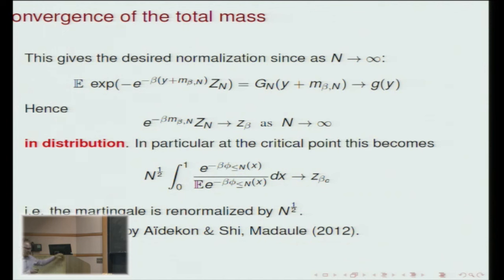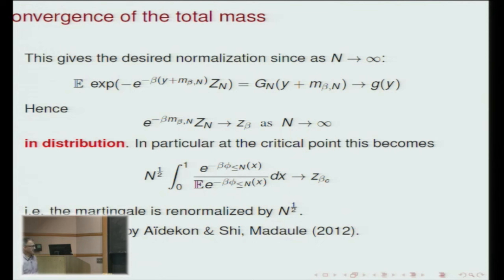Once you have that, then the problem which we posed is now solved, because translated back to the original model, we showed that if I translate this Laplace variable by this number here, then we have a limit. So in particular, the partition function multiplied by that variable has a limit in distribution. If you translate what this says at the critical point, there is a correction of square root of n in your normalization. So the martingale has to be renormalized by square root of n.